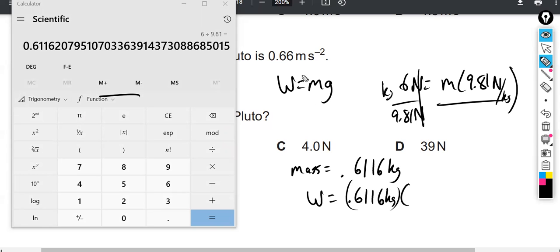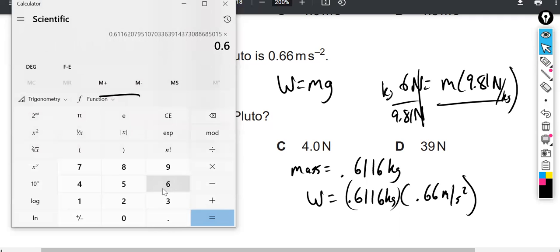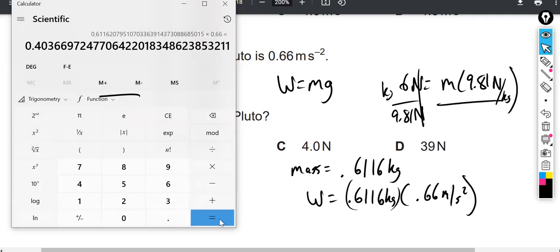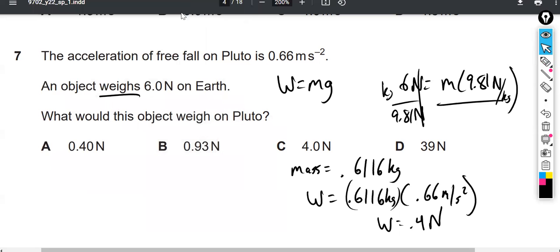using the given information that the acceleration due to gravity on Pluto is 0.66 meters per second squared. Remember that a newton per kilogram and a meter per second squared are both good ways of expressing the strength of a gravity field. So I still have this number in my calculator, 0.6116 times 0.66, and I get a weight of 0.4 newtons. So something that weighs 6 newtons on Earth would only weigh 0.40 newtons on Pluto.